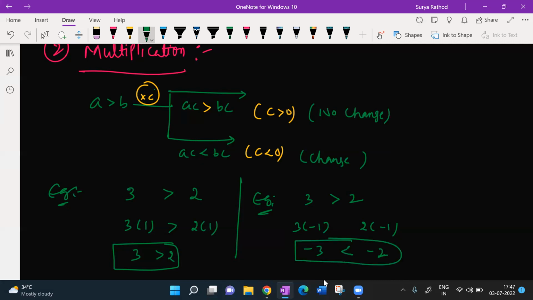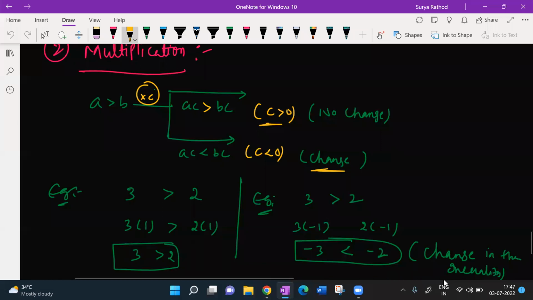Look at this. There is a change in the inequality. So what did you understand from this? When you multiply with a negative number on both sides, the inequality always changes. When you multiply with a positive number on both sides, the inequality never changes. No change. Understood my point? You have got an idea, right?